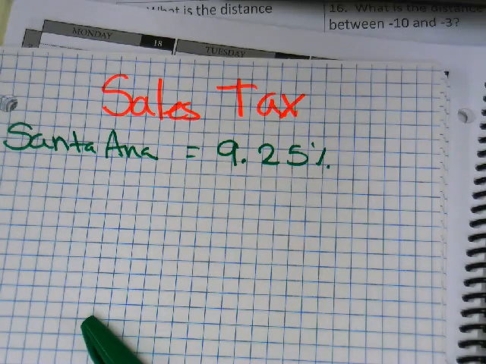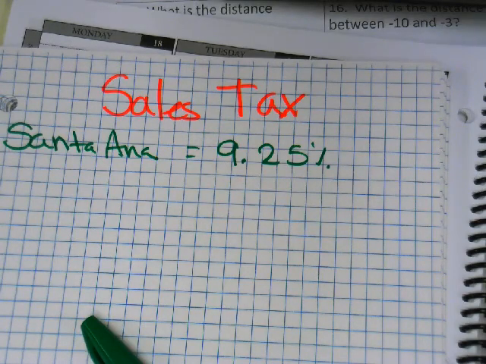Why? So in Santa Ana, it's 9.25. What did he go over? Depending on the city that you live in, is how much tax you get charged. How do you know this? Yeah, she pays taxes. No, because she taxes people.